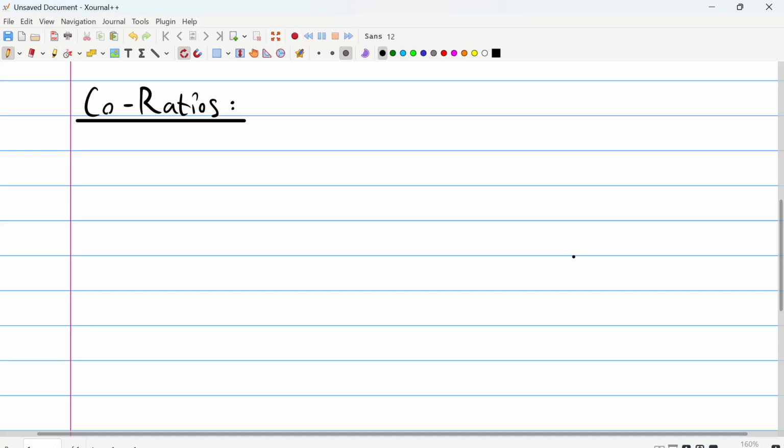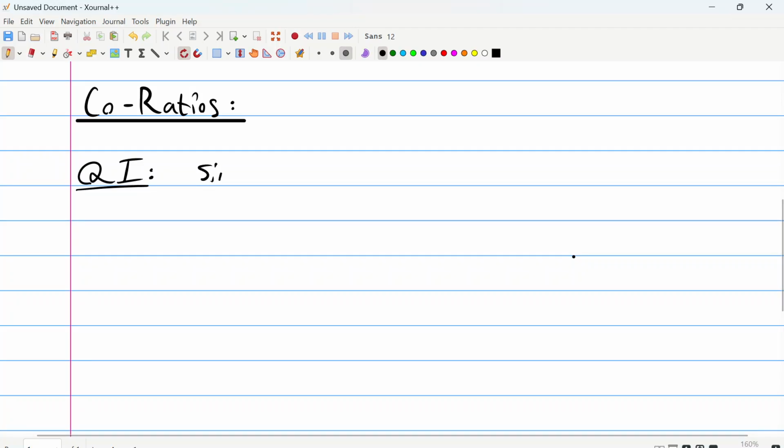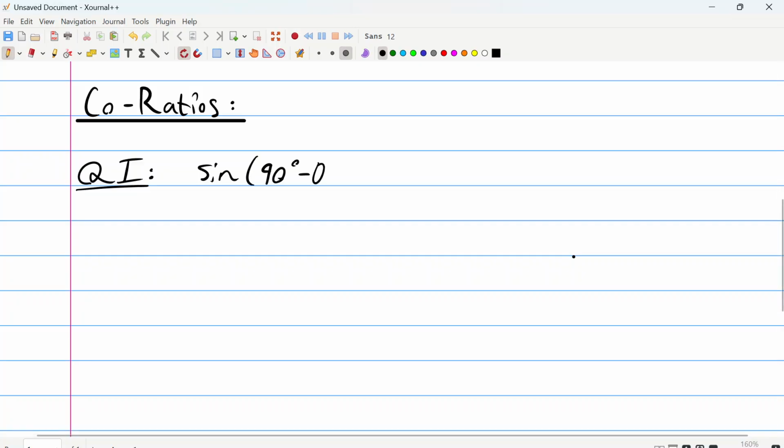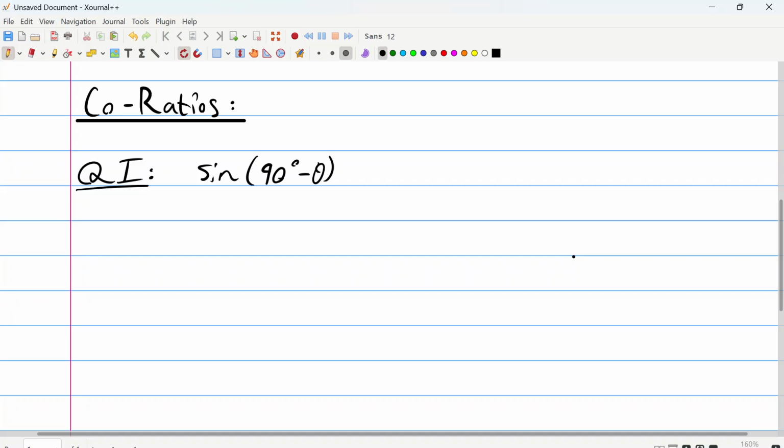Okay. So let's deal with the first quadrant, right? So the first quadrant, I'll just say here Q1. Okay. So with quadrant 1, I'm going to deal with sine and cos. So we'll have sine of, the co-ratios work when we have a reducing angle of 90 degrees. So this is the only extra reduction angle that we're really going to add, but this is a special type of reduction angle where it's 90 degrees, and it usually only works with 90 degrees.